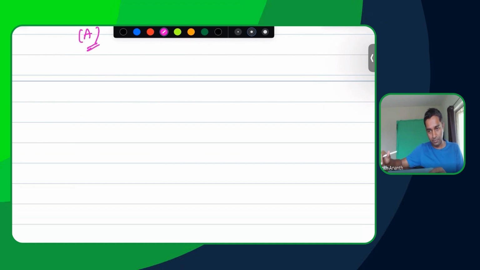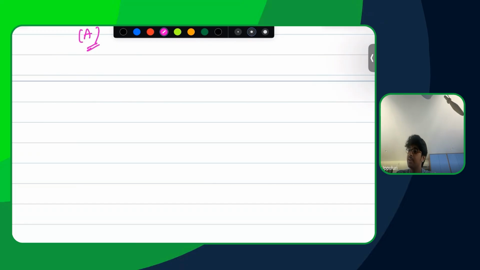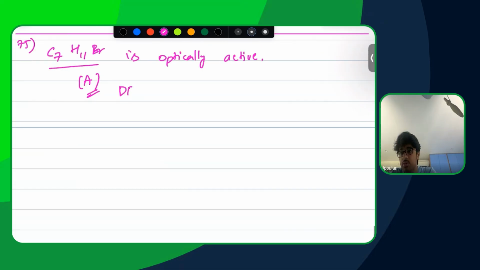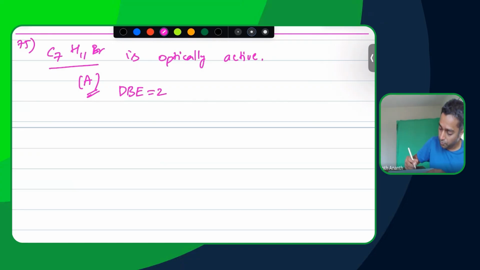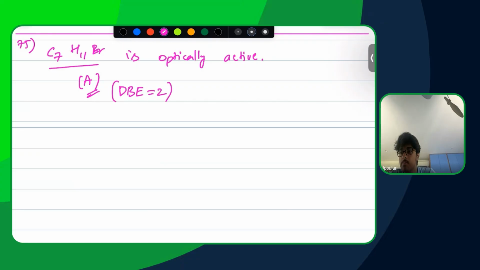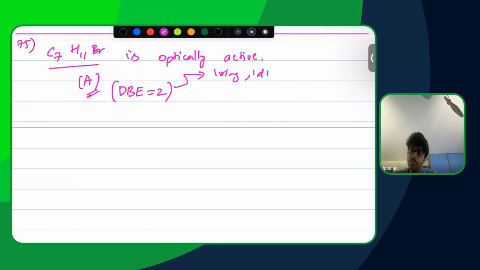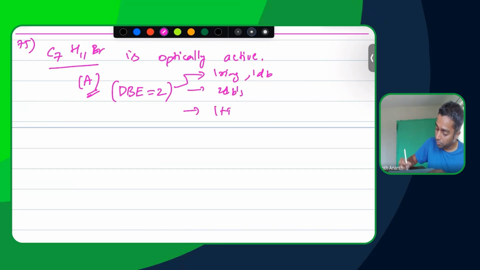H16 के बदले में 12 है. Right, so the double bond equivalent is 2. That means 2 double bonds, or a triple bond, or a ring and a double bond. Those kinds of cases are there. So what are my possibilities here? I can have one ring and one double bond, 2 double bonds, one triple bond, or 2 rings.